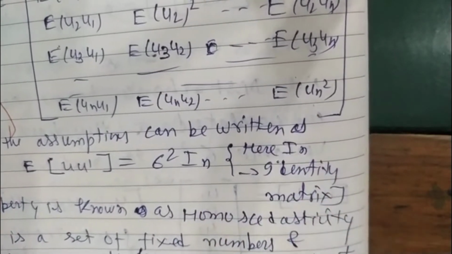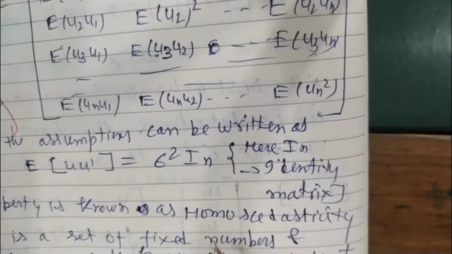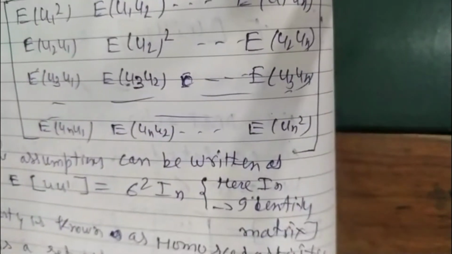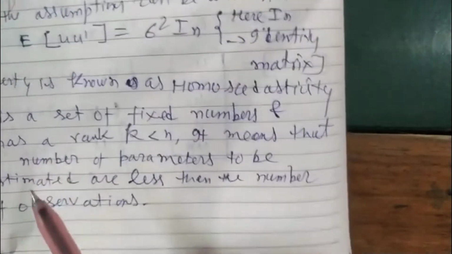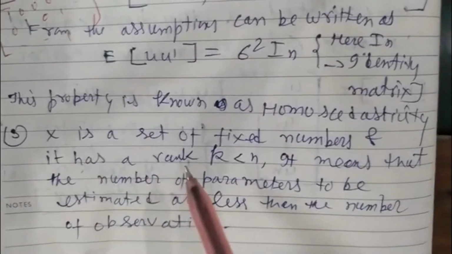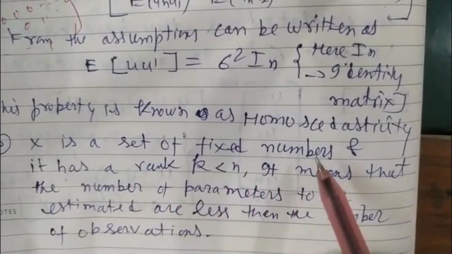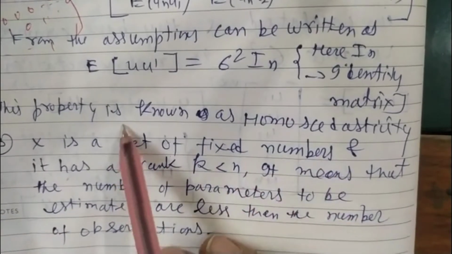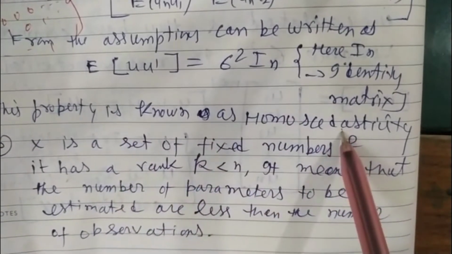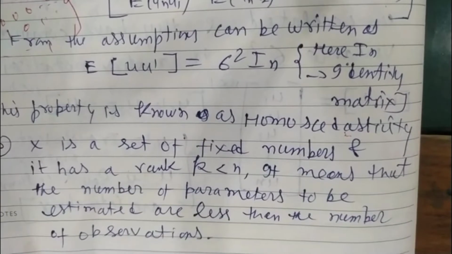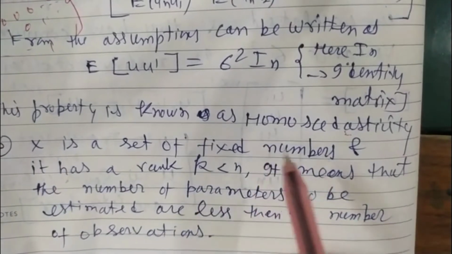This property is known as homoscedasticity. This is upon applying the first assumption. Next assumption: X is a set of fixed numbers. If this does not hold, the problem of heteroscedasticity arises.